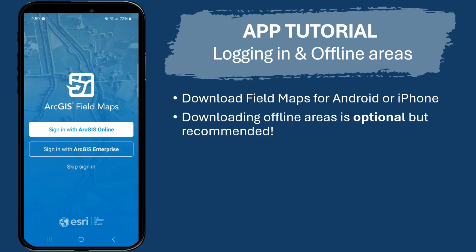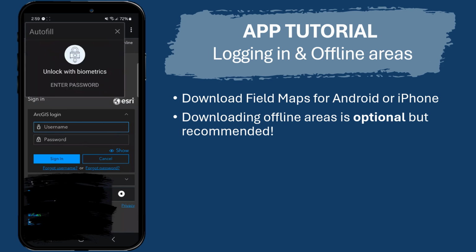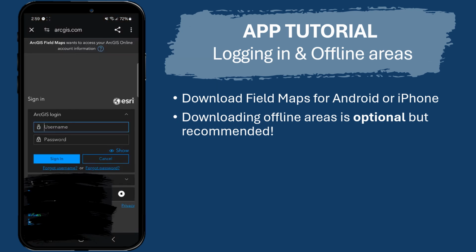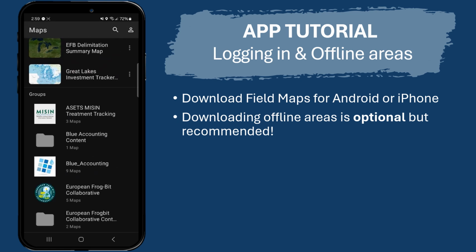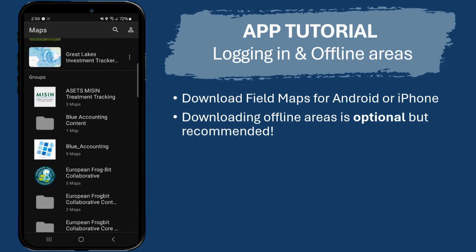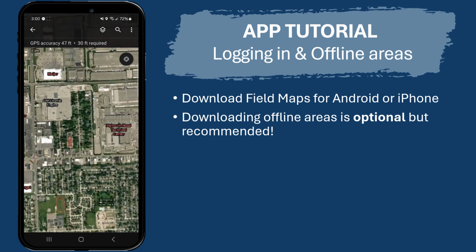Alright, so here we are in ArcGIS Field Maps. I'm using an Android phone, so this app might look a little bit different if you're using an iPhone. But the first step is to sign in with ArcGIS Online. I will sign in with my account. And then it will show all of your different groups, and you will choose the European FrogBATT Collaborative. A bunch of different maps will show up, but the one that we are interested in for this training is the FrogBATT for Field Maps. So we'll open that up.